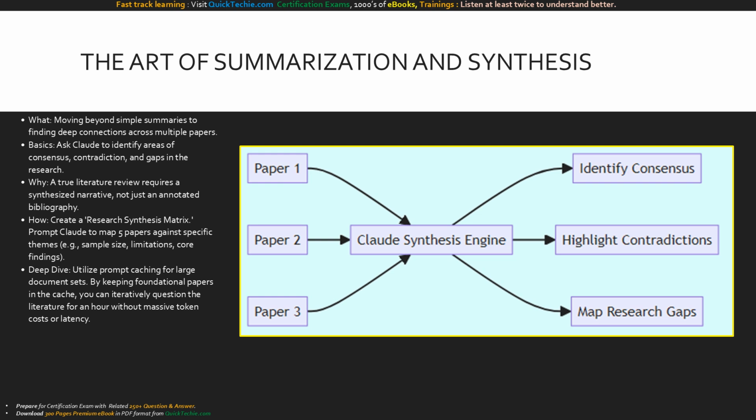Instead of outputting isolated summaries, the engine is prompted to look horizontally across the documents. It branches out to identify where the authors agree, highlight where their data contradicts, and map out the research gaps that none of them addressed. This is how you build a literature review narrative.